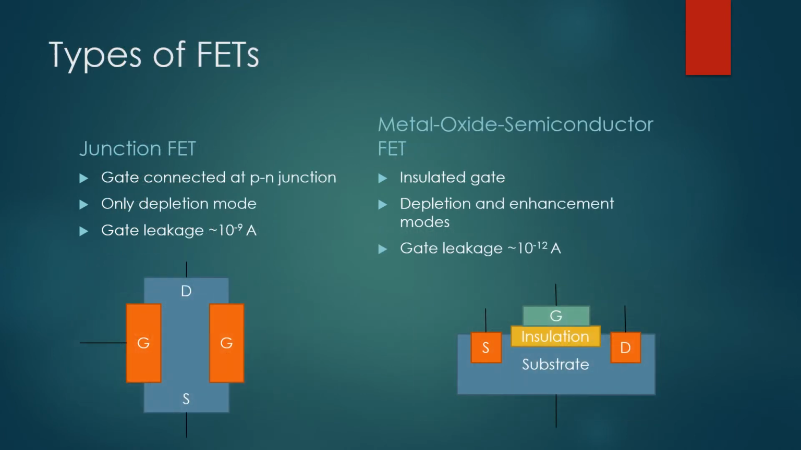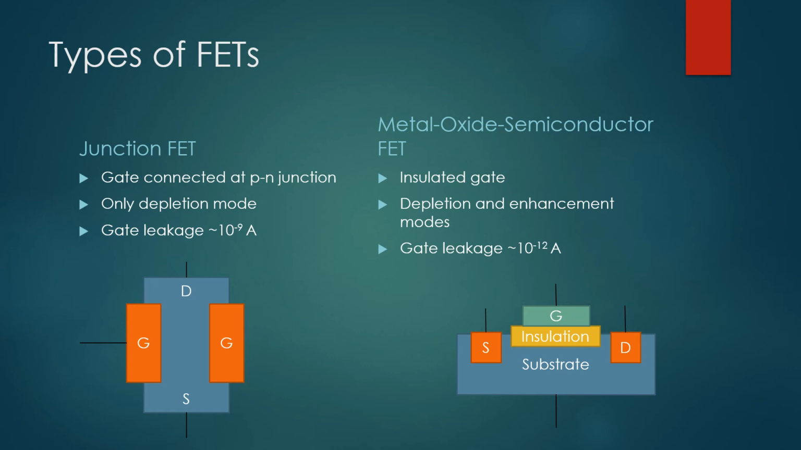There are 2 main types of field effect transistors: junction field effect transistors, also known as JFETs, and metal oxide semiconductor field effect transistors, also known as MOSFETs. The construction of each type is demonstrated below. A JFET consists of a gate connected directly to the p-n junction. Due to this construction, it suffers a gate leakage of approximately 10 to the negative 9 amps. It can only be operated in depletion mode.